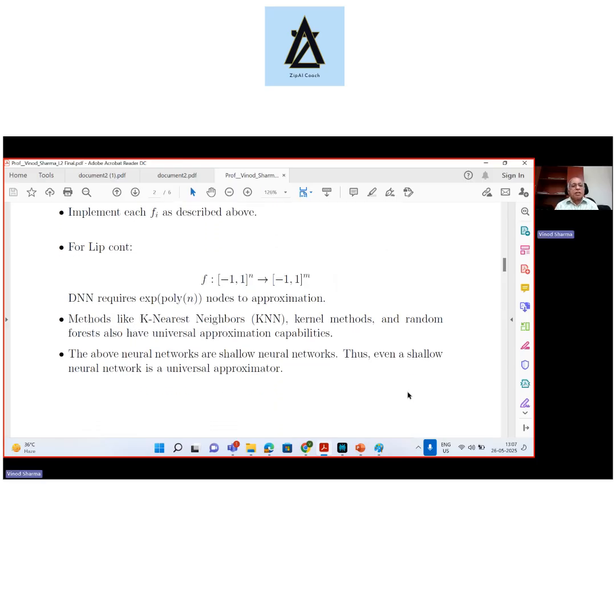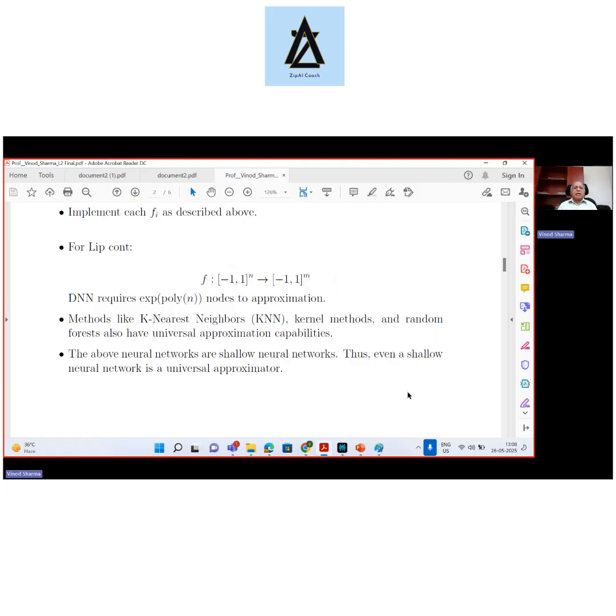The other methods that we have been talking about, k nearest neighbor, kernel methods, and random forest, also have the universal approximation capability in the sense they can also approximately implement any function from Rn to Rm. So what we have shown here for deep neural networks holds even for that. In that sense, all these methods are equivalent, but as we go along, we'll see more advantages of deep neural networks compared to these. And in fact, in the last lecture, some of those advantages we have already mentioned.